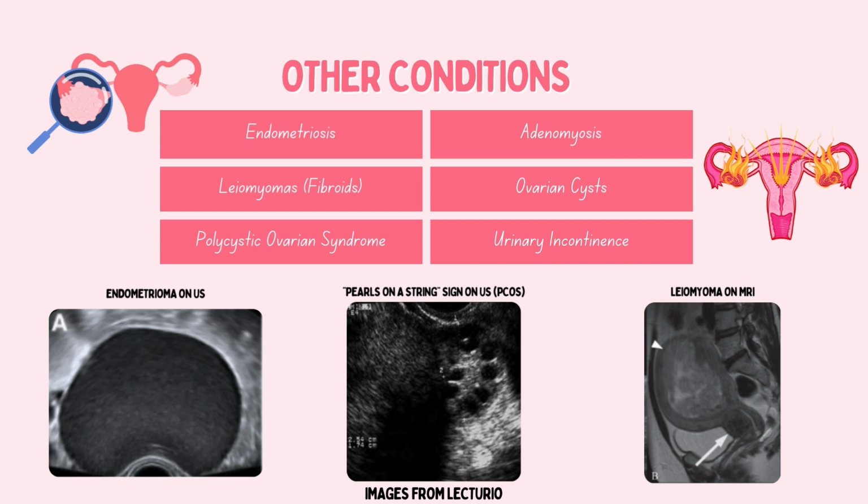Now we'll move on to ovarian cysts. Ovarian cysts are fluid-filled sacs within the ovaries that are commonly related to ovulation. They're usually unilateral and common in the reproductive years. Most of them spontaneously resolve on their own within a few weeks.